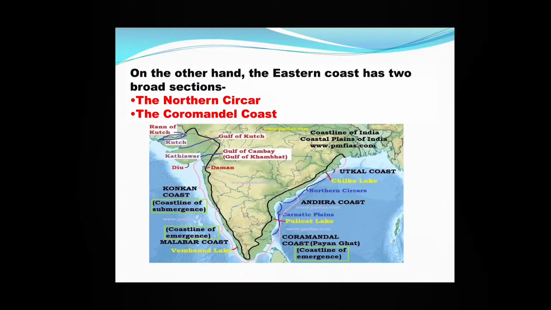Now in the map we are able to see where the coastal plains lie. Can you see, that black line is the coastal plains of India. Okay. From the Rann of Kutch till Bhubaneswar, where we have the Chilka, we have the coastal plains.